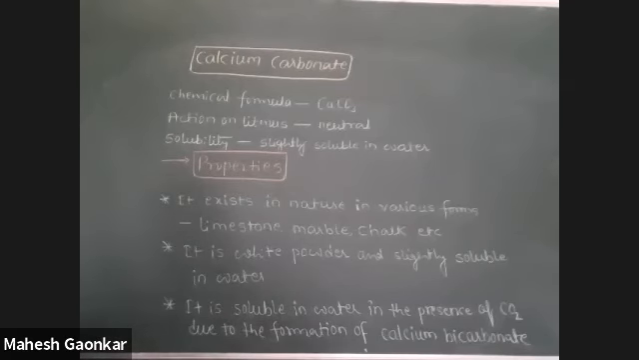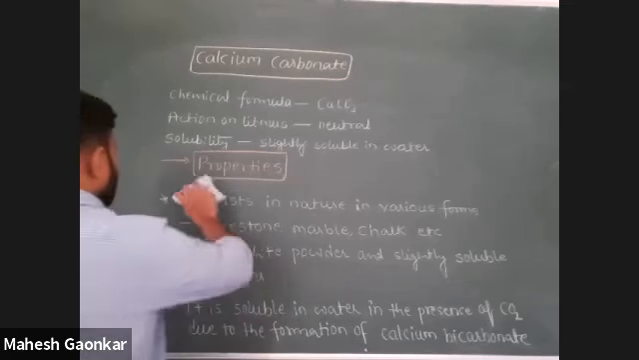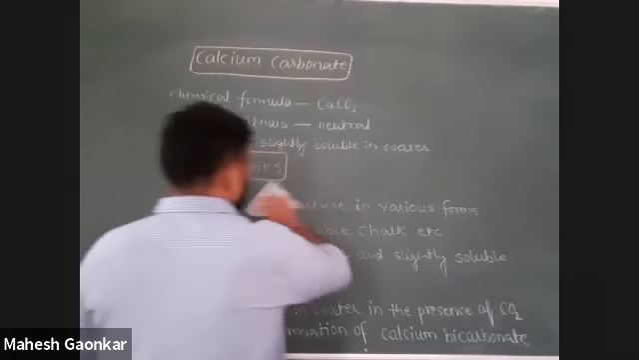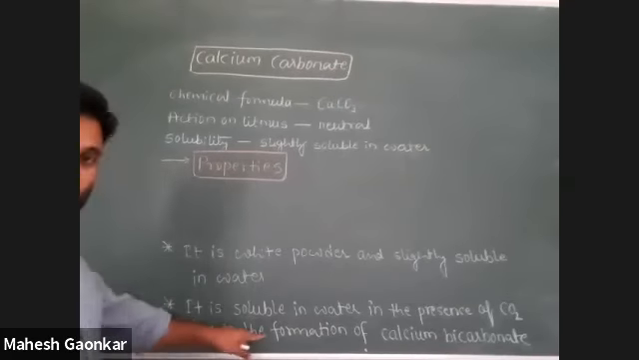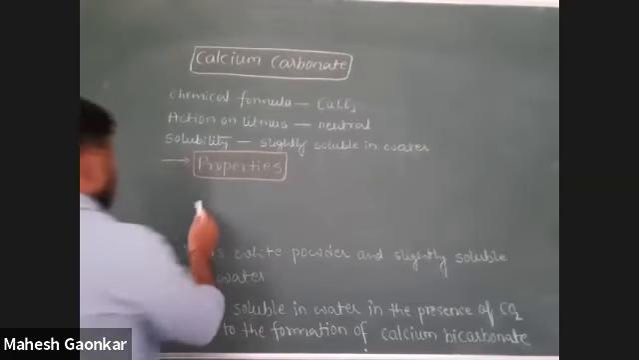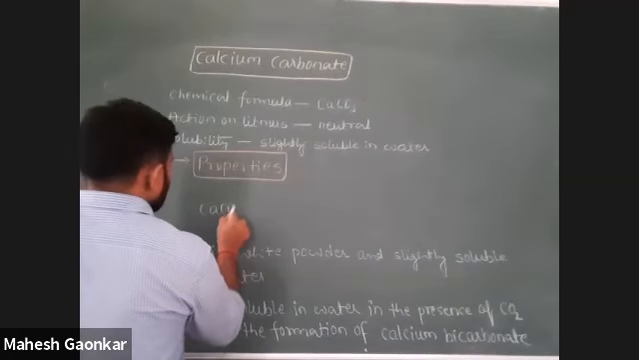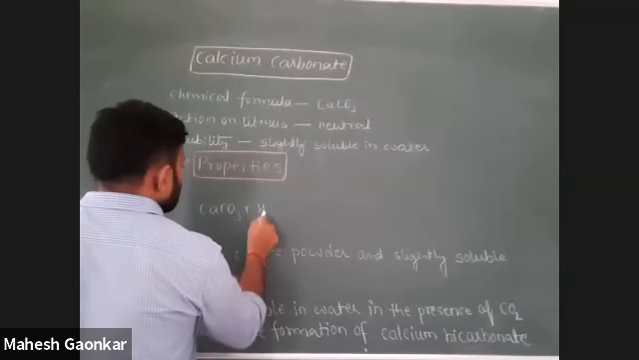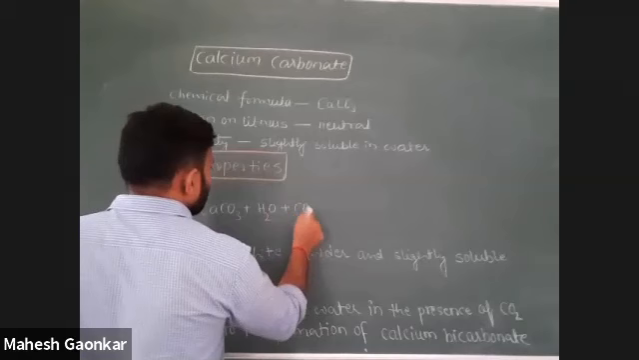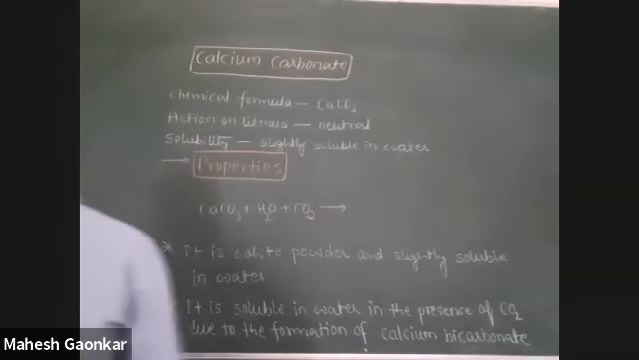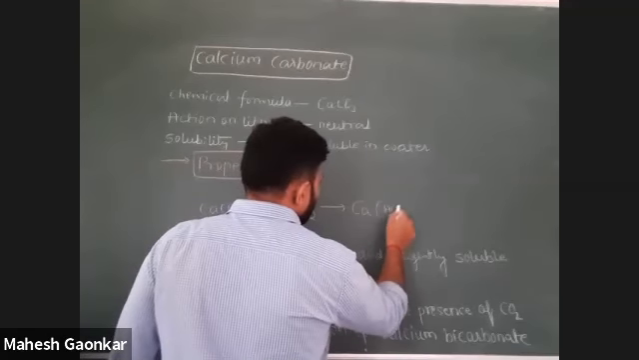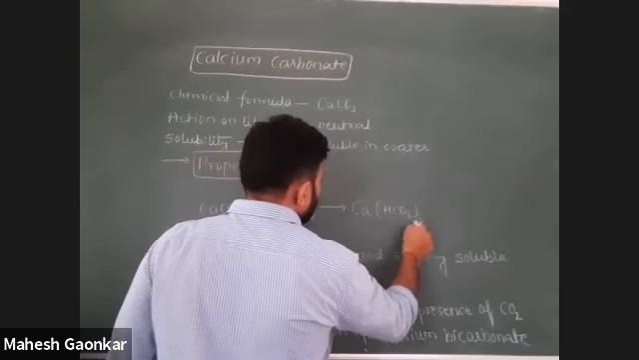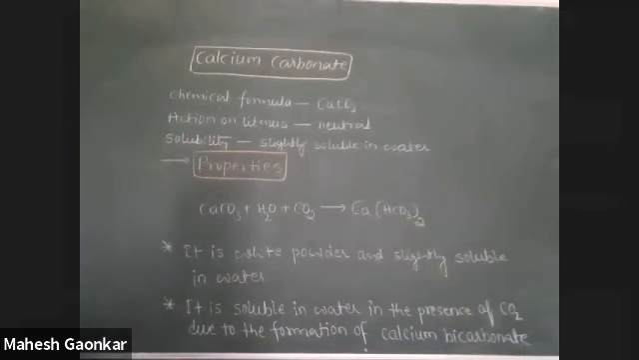We can write the reaction of this below this point. Calcium carbonate plus H2O plus CO2 gives Ca(HCO3)2, calcium bicarbonate.